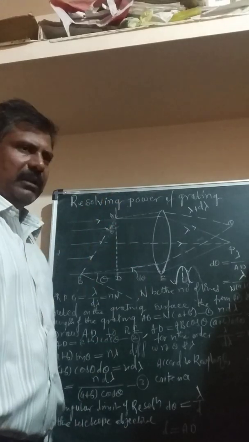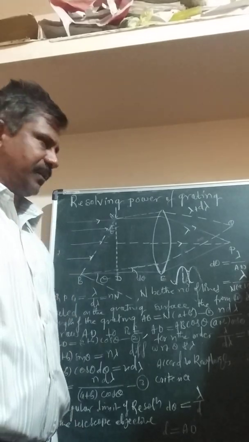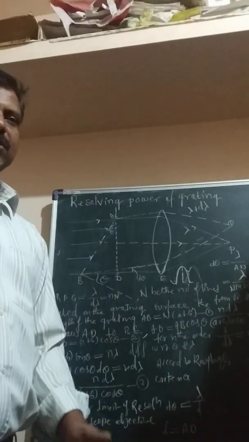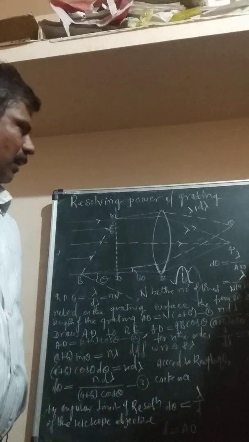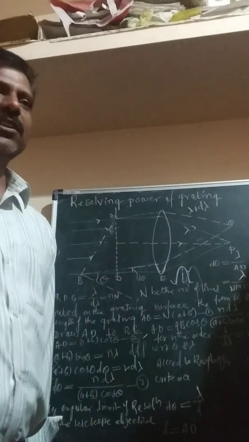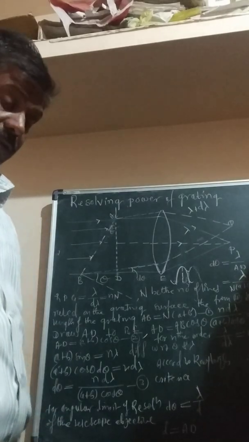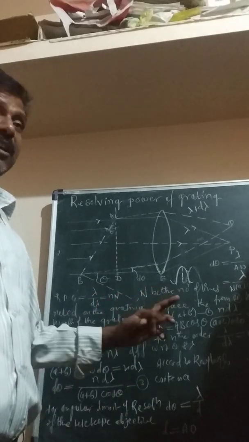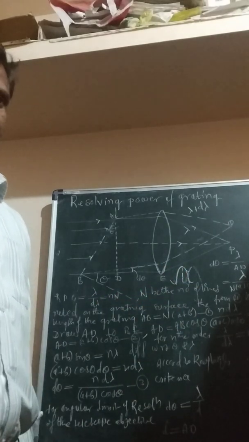The resolving power of a grating depends on what factors, and how two closely spaced spectral lines are just resolved. Here you get the Rayleigh criterion, which you have already learned in second PUC, so I will tell you. What is the condition for just resolution by Rayleigh's criterion?